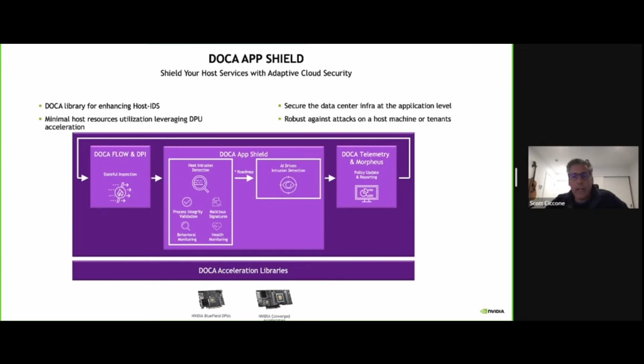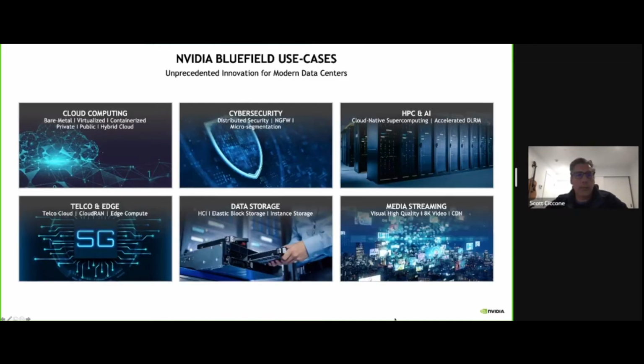And finally, on the right, the DOCA telemetry and Morpheus provide the reporting mechanism and any updates to the policies provided in a feedback loop back to the stateful inspection entity. So generally, I think you can see the security capabilities and the ability to offload and accelerate of the DPU are significant advances in the data center. I'm really excited to see what will happen next from a security standpoint.